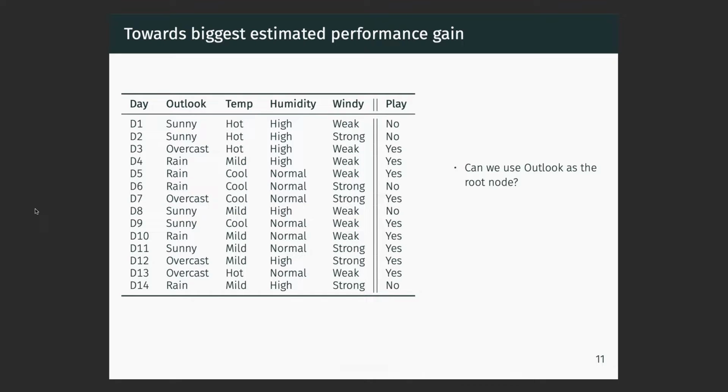So the first question is, can we use outlook as a root node? Just look at all the rows where the outlook is overcast. Do you observe something? For outlook equal to overcast, you always play. What is the entropy when outlook equals overcast? 0. There is no disorder, there is no disagreement. So it seems like outlook could potentially be a good choice, but we'll still have to look at all the other possible attributes and see their relative entropies also.